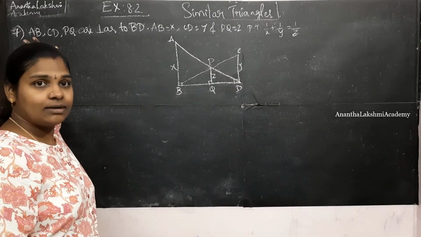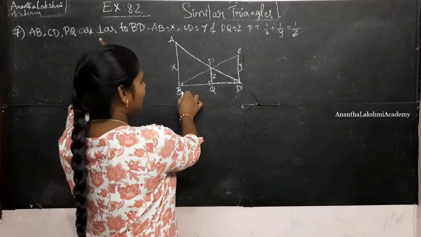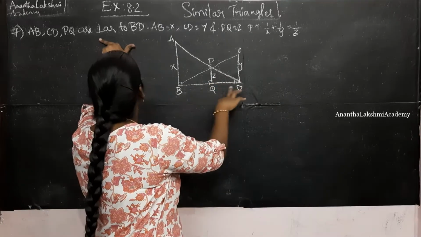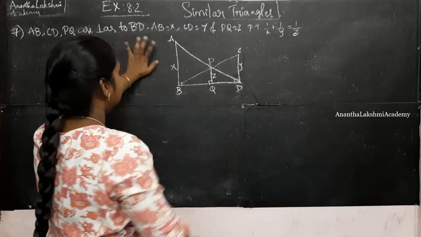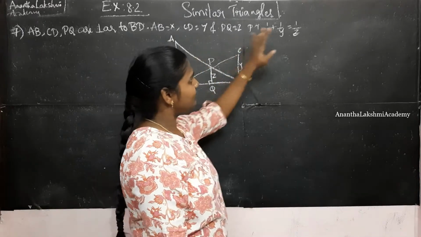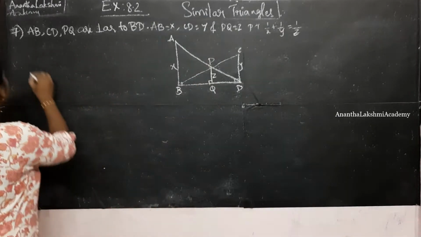Here we have the seventh problem. We are given a diagram. AB, CD and PQ are perpendicular to BD, the base. AB is equal to X, CD is equal to Y and PQ is equal to Z. Then prove that 1 by X plus 1 by Y is equal to 1 by Z. So what is given for us?